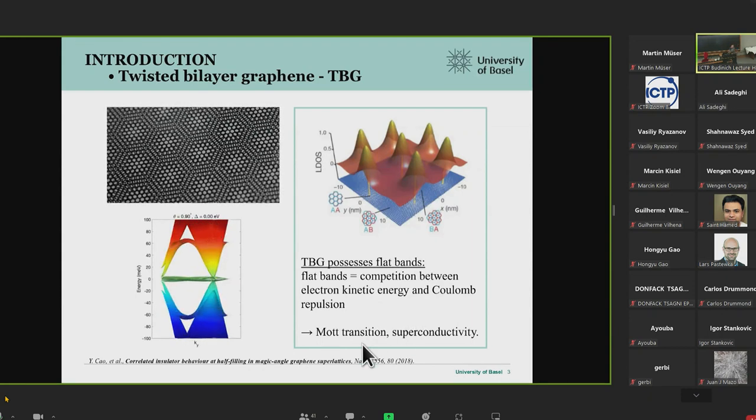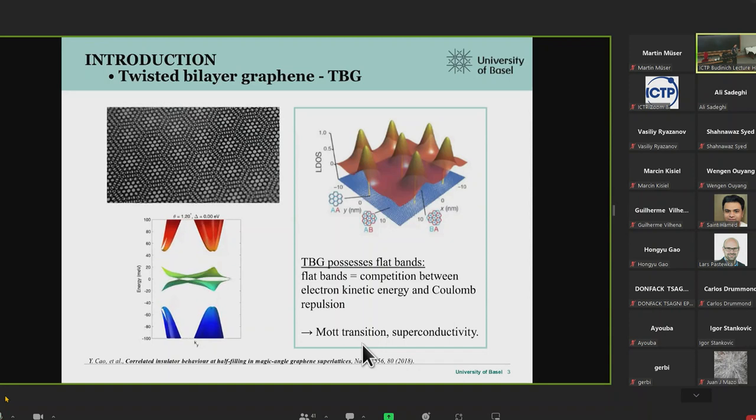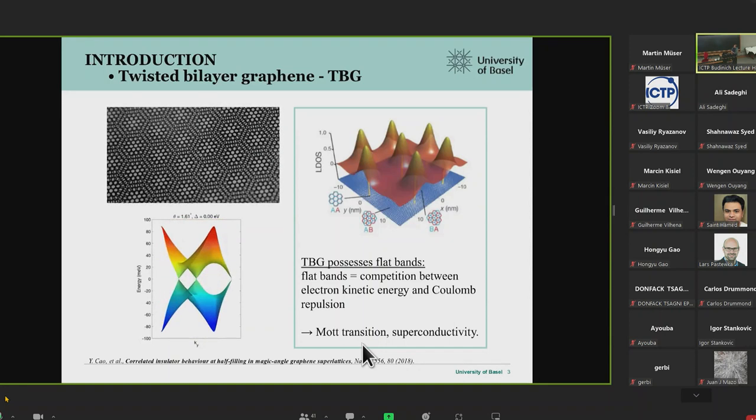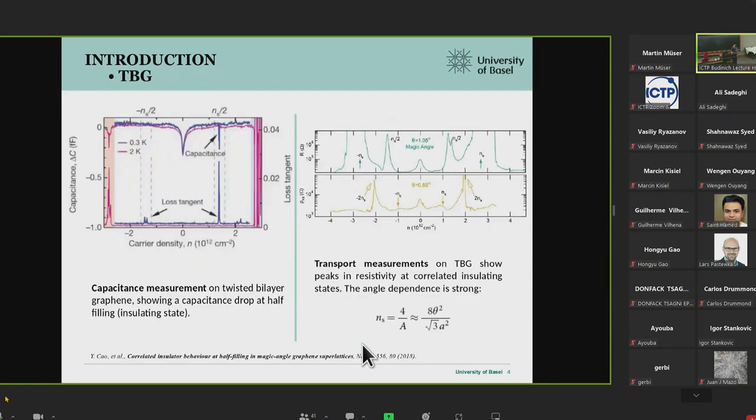And that phenomenon was already demonstrated. Most of the results, if you look at the literature about twisted bilayer, if you just Google it, you will find two types of techniques that sense the strongly correlated insulating phases of twisted bilayer graphene.